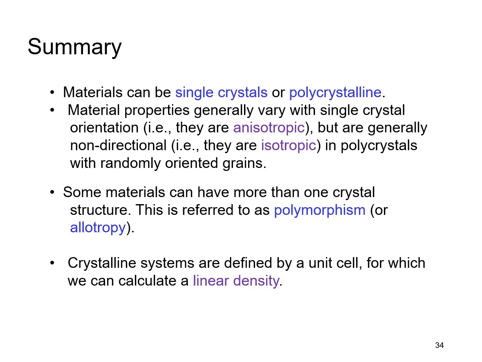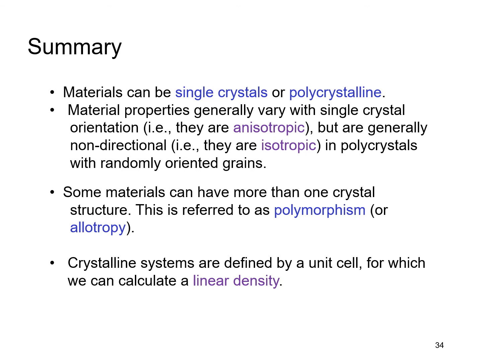We also know that materials can be either single crystals or polycrystalline. We know that material properties vary with crystal orientation. If it's a single crystal, they're generally anisotropic. They're different in different directions, but for polycrystalline materials, the grains are usually randomly oriented and the properties are usually isotropic, or non-directional, in nature.